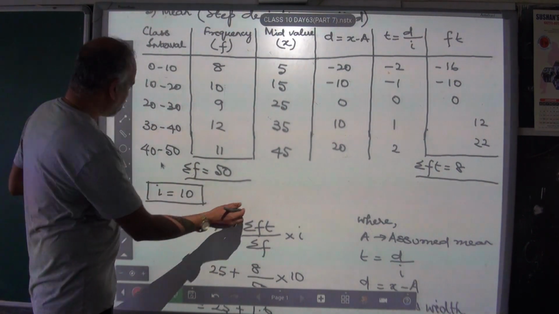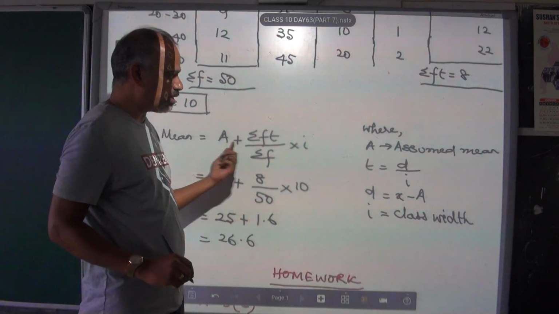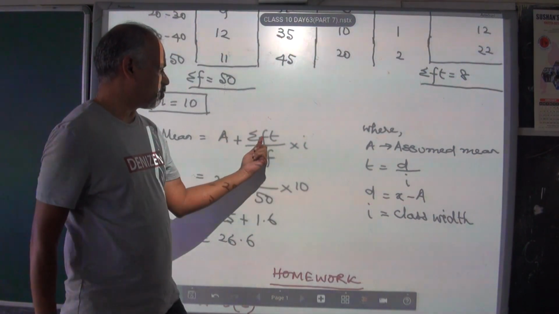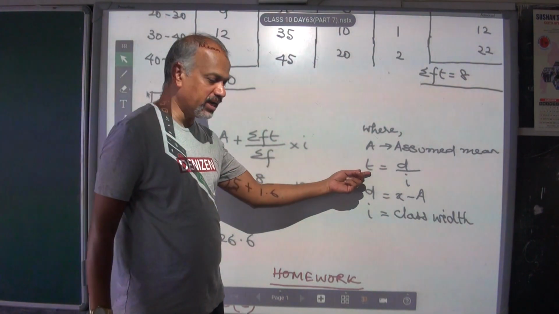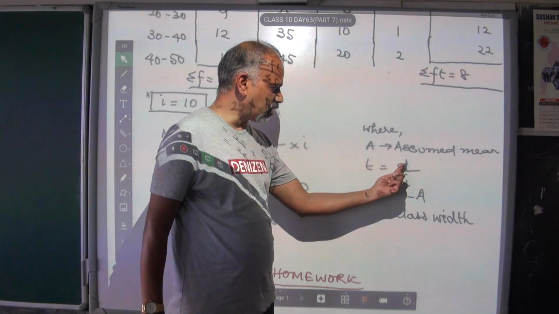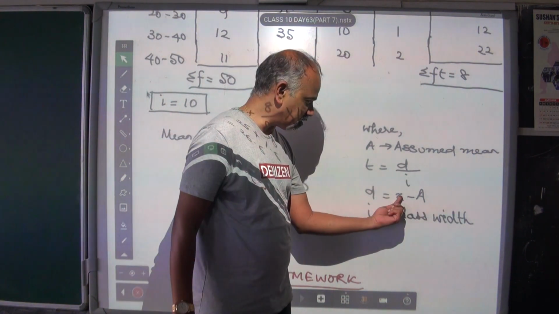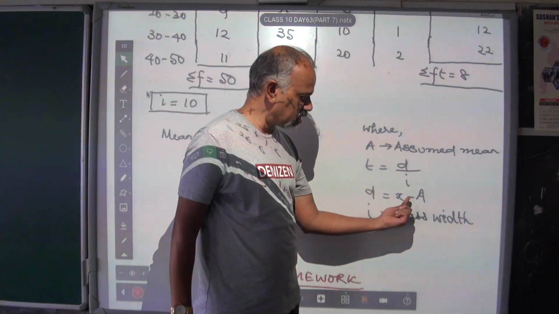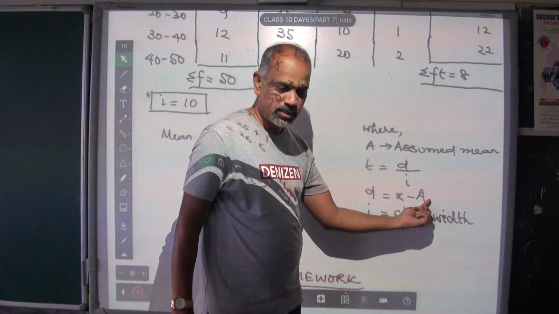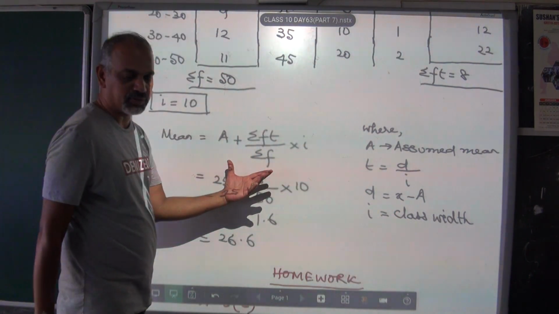Okay. So going back to the formula again. So A is assumed mean. Sigma ft you have to find. For that you have to find T. T is D value divided by I value. For that you have to find D value. D is given as x minus A. X is the mid value of each class interval minus your assumed mean. And I is the class width. So these are the things that you have to substitute here.